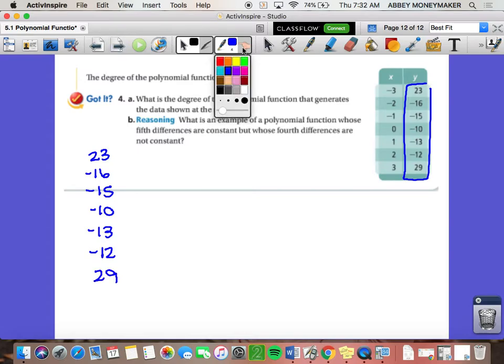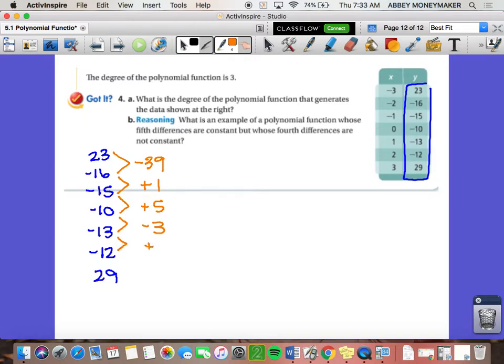Okay, here we go. We're going to find the difference between the first two. From 23 to -16, what did you go down? Well, you went down 23, and then you went down another 16. That gives you -39. From -16 to -15, you went up 1. From -15 to -10, you went up 5. From -10 to -13, you went down 3. From -13 to -12, you went up 1. And then from -12 to 29, you went a total of 41. So is this linear? Nope, because it wasn't constant.